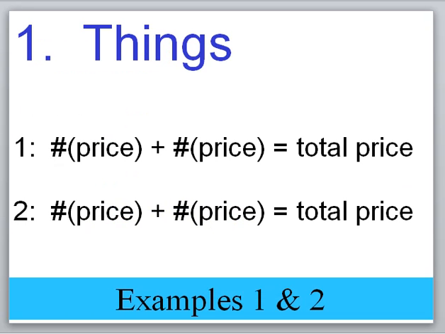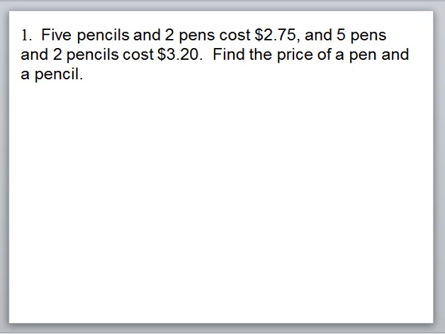The things type of example is something where I'm buying two different items and they cost two different prices, and we have a total price. So examples 1 and 2 are like this. Example 1 looks like this. I'm going to denote pencils as x, and I'm going to denote pens as y. Since they both start with P, I'll just use x and y. So the pens are y, and the pencils are x.